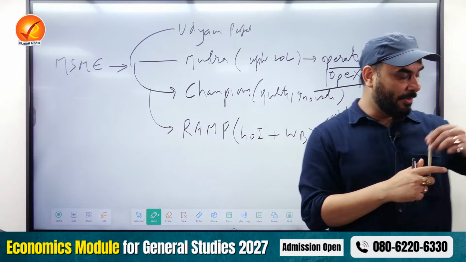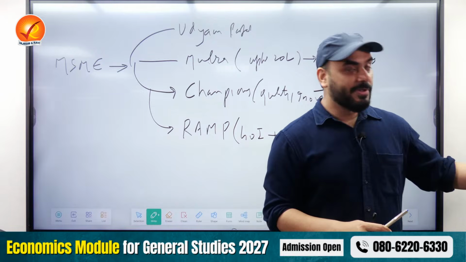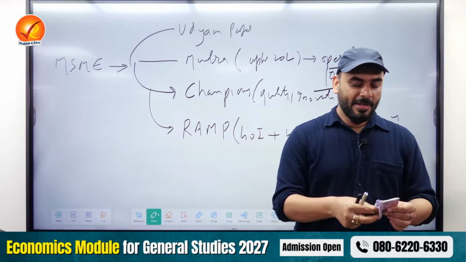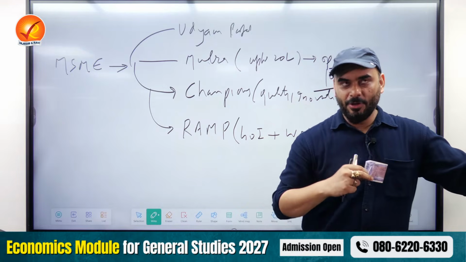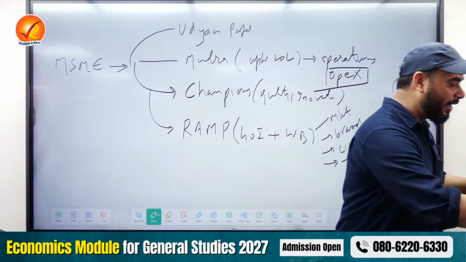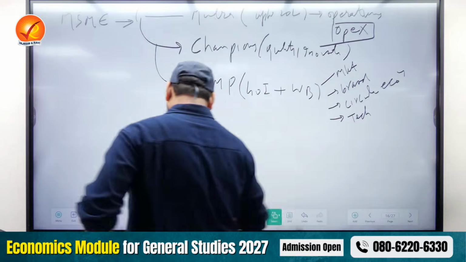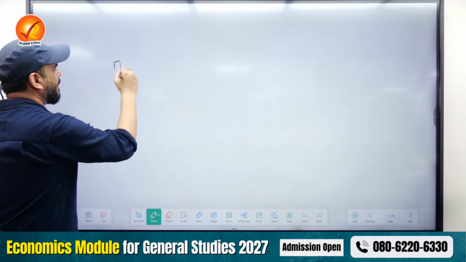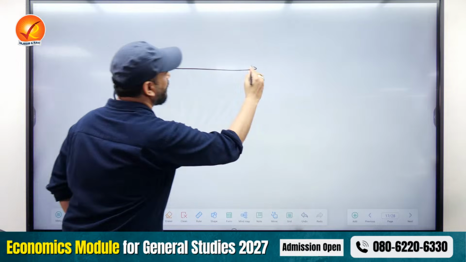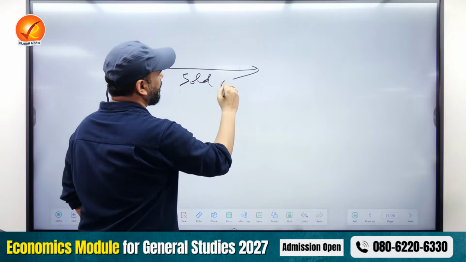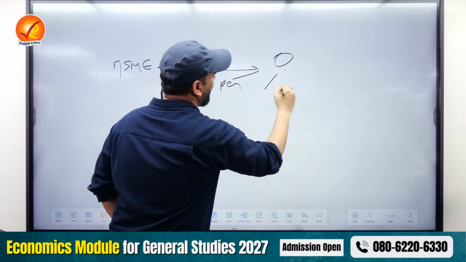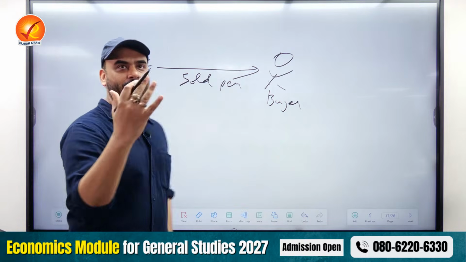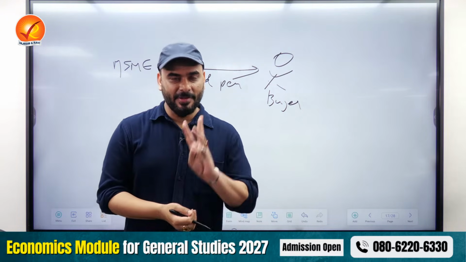What is the problem? The problem is, think about it. Suppose, bacho, I gave you a pen. I'm the MSME, I sold you the pen. You have to give me 100 rupees. Did you give me 100 rupees? No. What did you do? So, for example, this is MSME. What did MSMEs do? MSME sold pen. Who is this guy? This guy is the buyer. Now, the buyer says, I don't have 100 rupees. I'll pay the 100 rupees after 3 months.